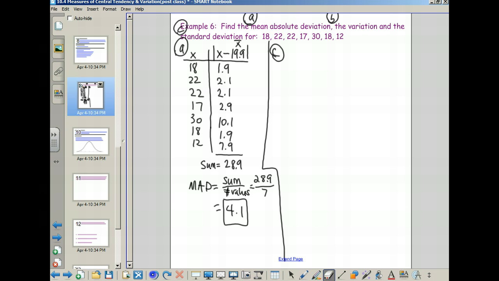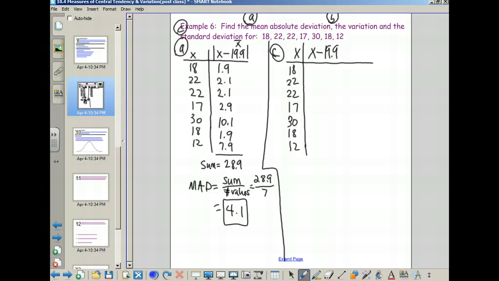All right, so I actually have the same table started with X as I had before. So I have 18, 22, 22, 17, 30, 18, and 12. And I'm going to do X minus 19.9. Now, what you'll notice is what's missing that I had just a moment ago. And so we actually are going to keep the sign. You're going to find in a moment that it's not going to make a difference, but we're going to keep the sign for a little while.